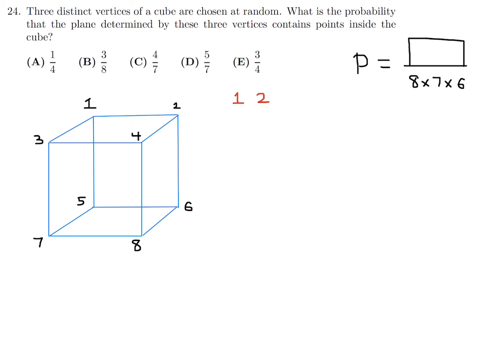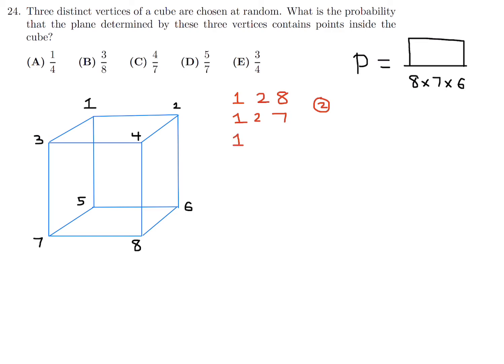But what about 8? If you choose 8, then yes, this plane starts to contain points inside the cube. So 1, 2, 8. And similarly, 1, 2, 7. So these two, when 1 is fixed as the first vertice, will give you the required condition. Now I've exhausted the 2's.